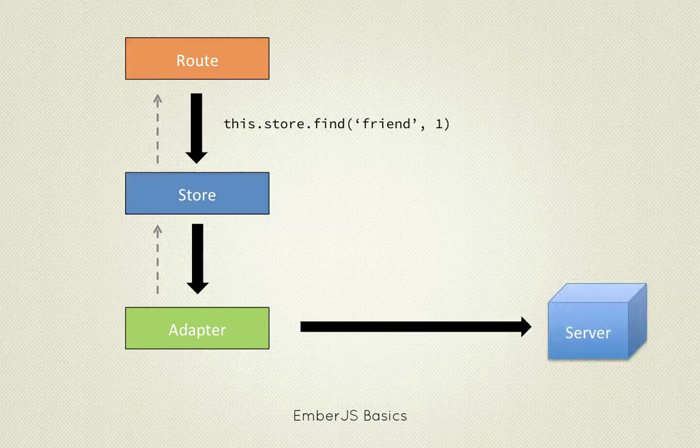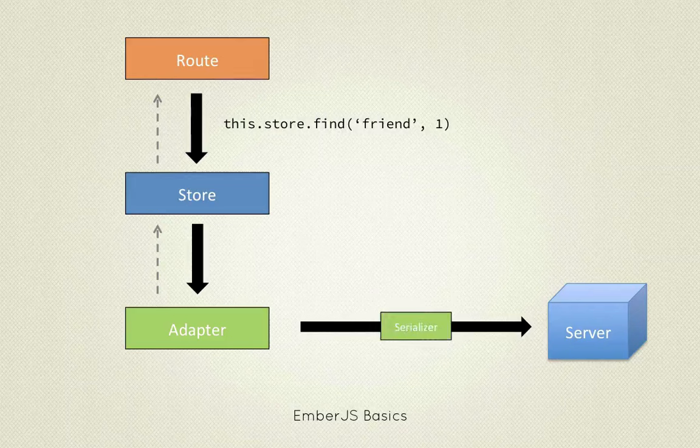But you know, there could be some problems with communication between the server and the JavaScript application. In JavaScript, we use camel case for variable names, for example, while in Ruby, we use snake case. So the adapter also uses a serializer to make such transformations automatic.